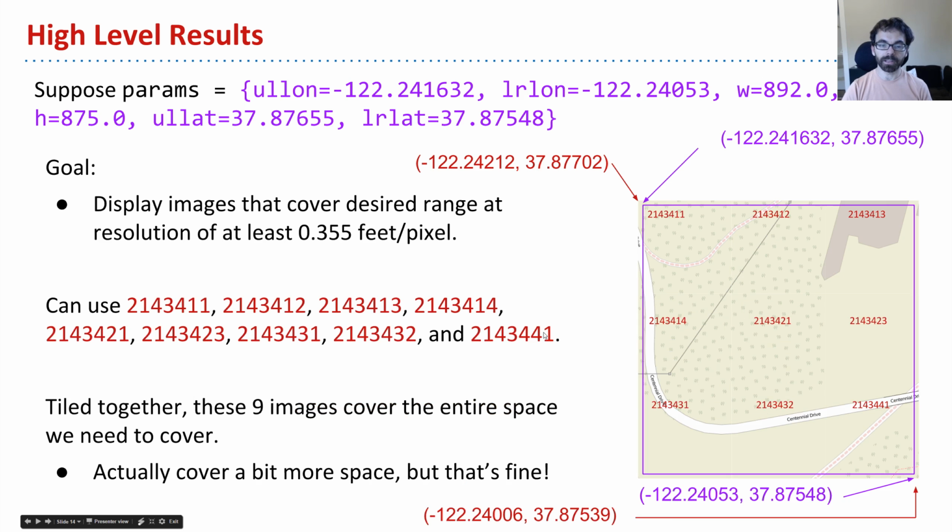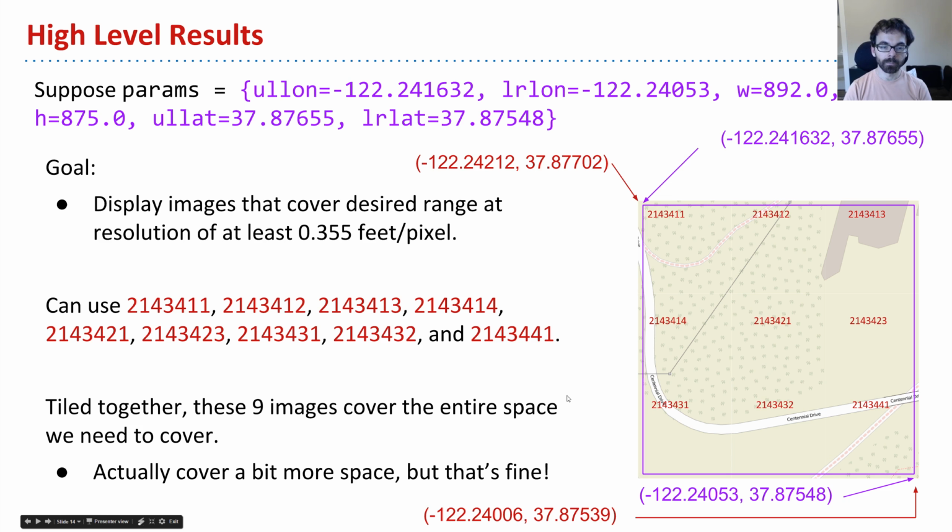I'm not going to go through the calculation of how you do that. That's part of what you have to think about. But it turns out that these 9 images shown here will fill out all the space. These 9 images cover the entire query box and then some. There's actually a little bit more covered, and that's okay, by the way. Even though the user only wanted up to here, we're going to give them this little extra as a bonus. That's just how it is, okay?